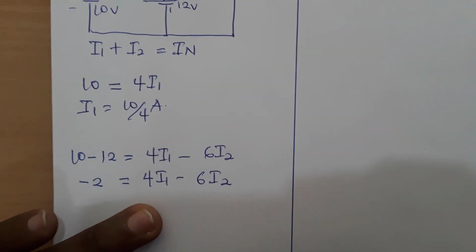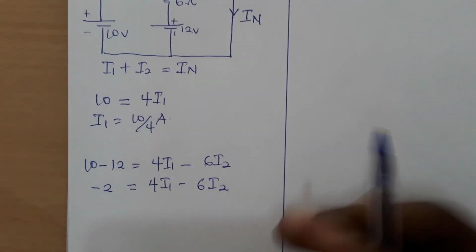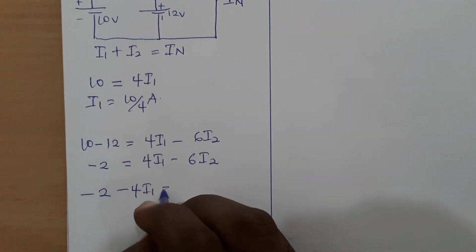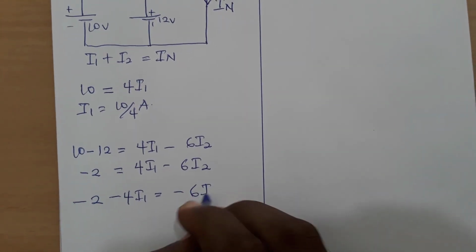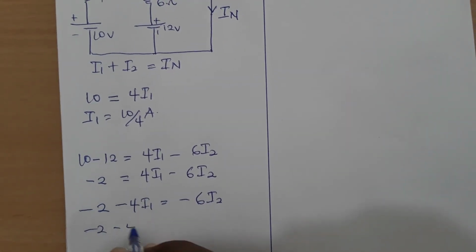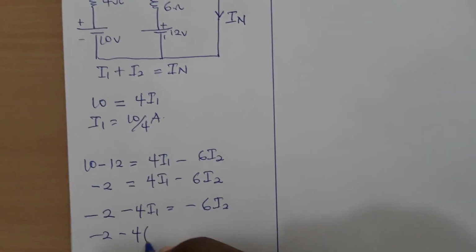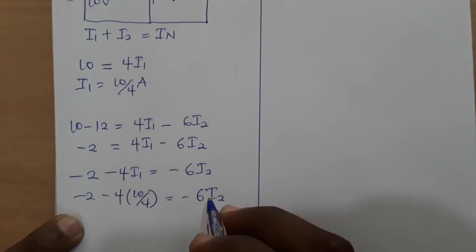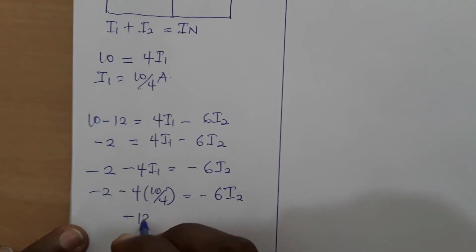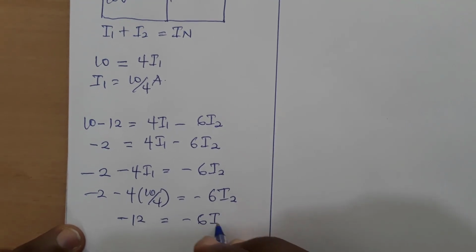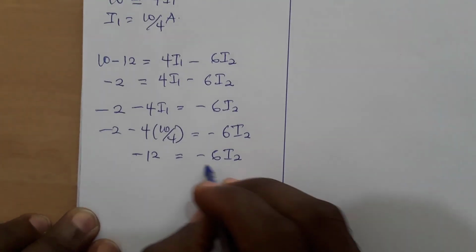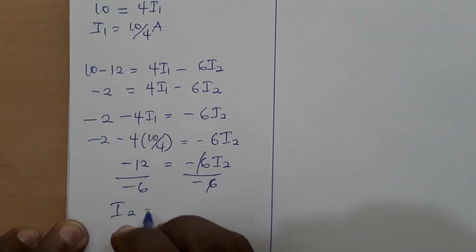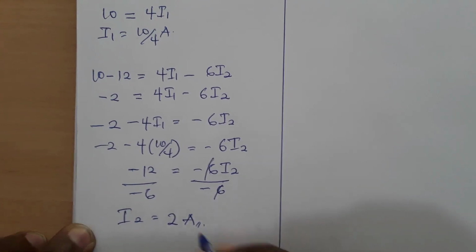But I know the value of I1 already. That is 10 on 4. So let me group like terms. I'll just fix the value of I1, which is 10 on 4 here. So 10 minus 6I2 should give me minus 12 here, and minus 6I2. And from here we can find the value of I2 when we divide through by minus 6. So I2 will be equal to 2 amperes.